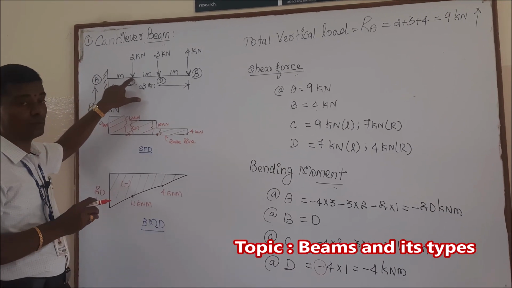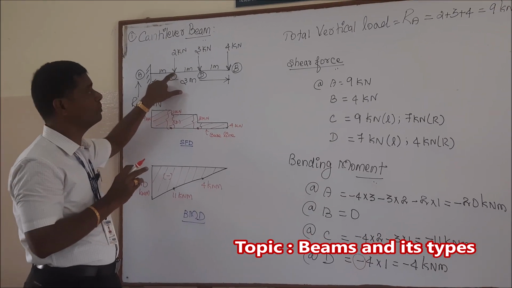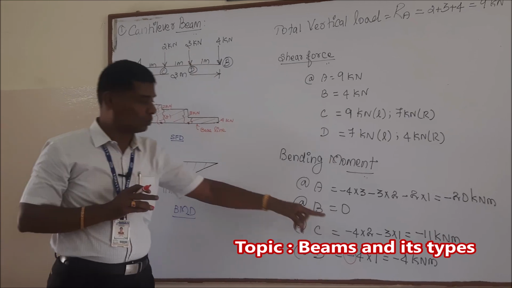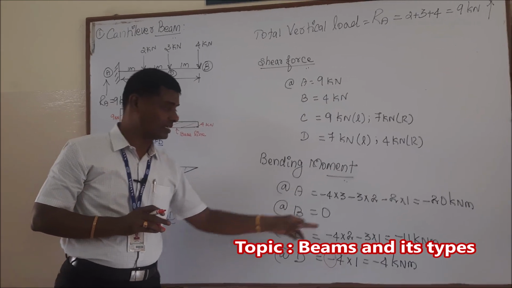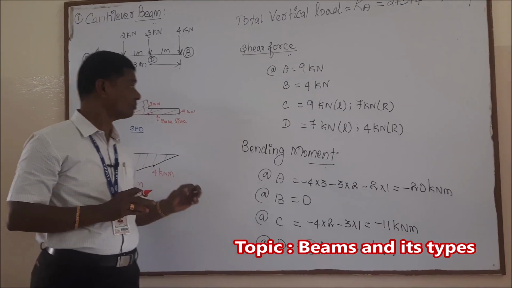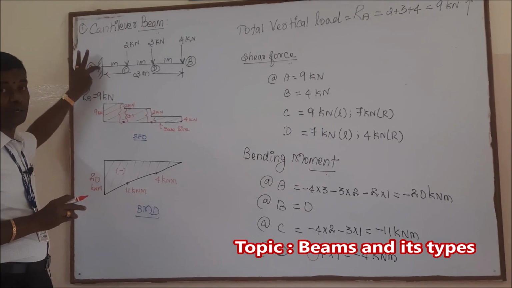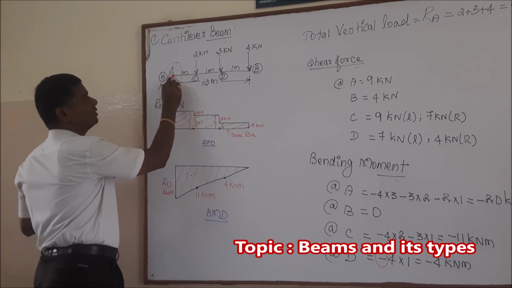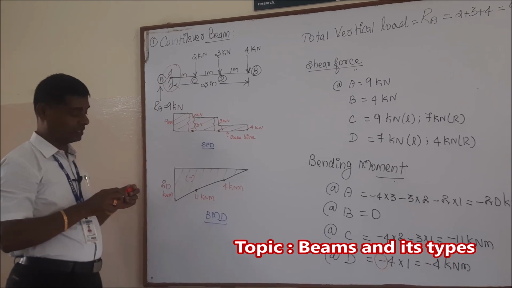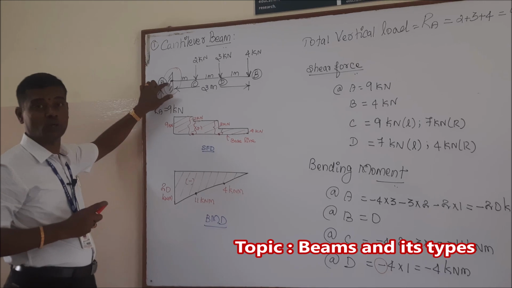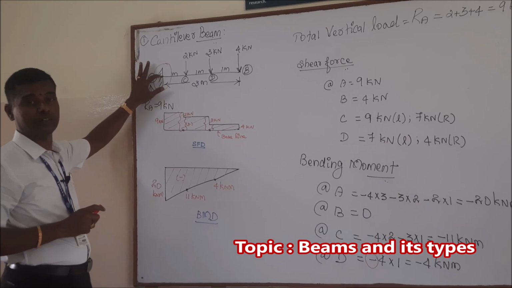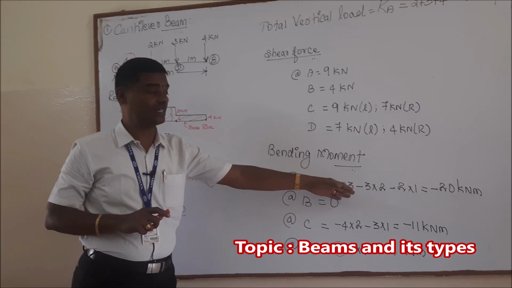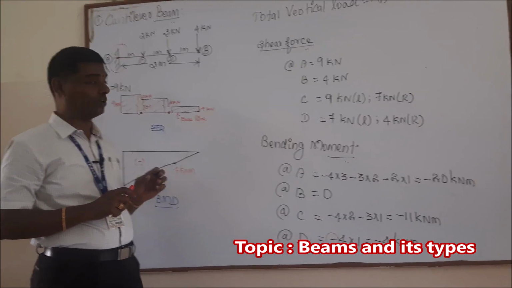Similarly for C, once again you consider the extreme right side of the beam, this -4 kilonewton into 2 meter, similarly -3 kilonewton into 1. So totally the bending moment value at C is -11 kilonewton meter. And at the last point, the bending moment at the point A, here A is a fixed support and the extreme left end, as for all cantilever beams. This A is the fixed one, and the maximum bending moment occurs at the fixed end. So you consider all the three loads into the corresponding distances, then we will get -20 kilonewton meter.